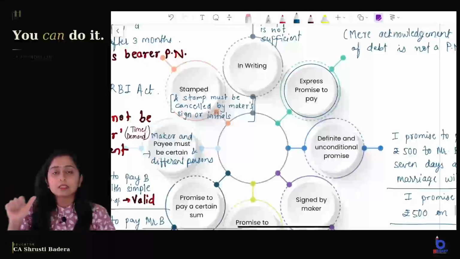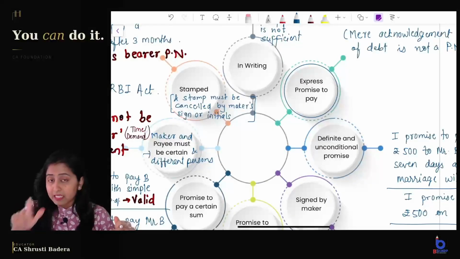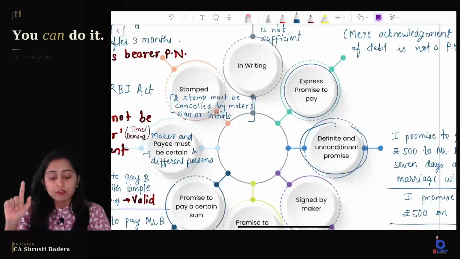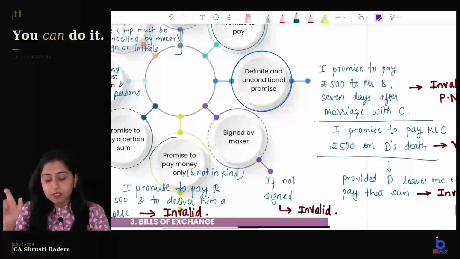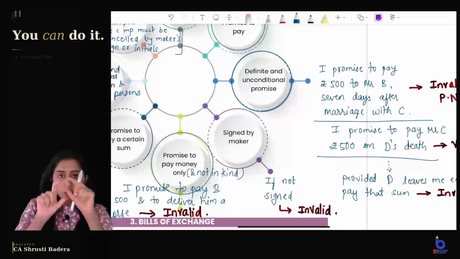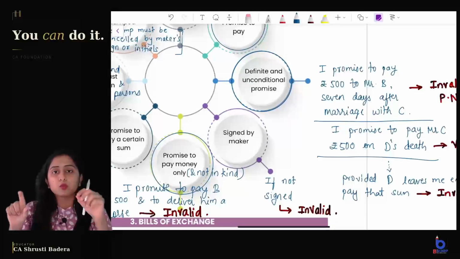So what are the characteristics? In writing. Express promise to pay. The promise should be a definite and unconditional promise. The promise must be to pay money only. Along with promise, we are trying to remember 2-3 points and then we will look into the examples as well.